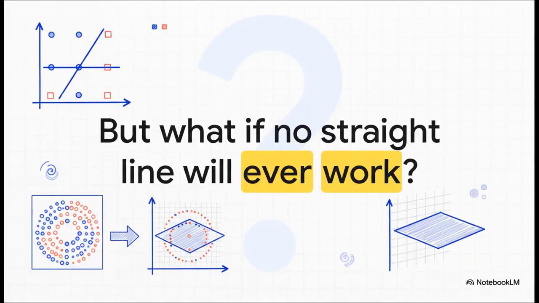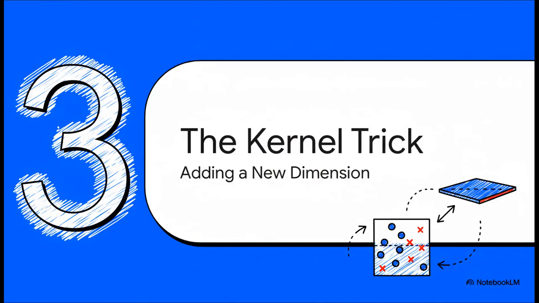Okay, great. So soft margins let us handle some outliers and a little bit of messiness, but what if the problem is more fundamental? What if your data is arranged in, say, a circle inside another circle? No straight line in the world, no matter how soft or hard the margin, is ever going to separate that. So what now? This, my friends, is where SVM goes from a clever algorithm to something that feels like pure magic. Welcome to our third section, the kernel trick, and it's all about thinking in a higher dimension.